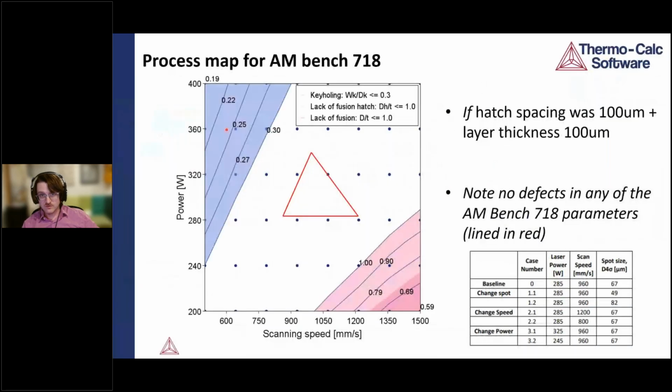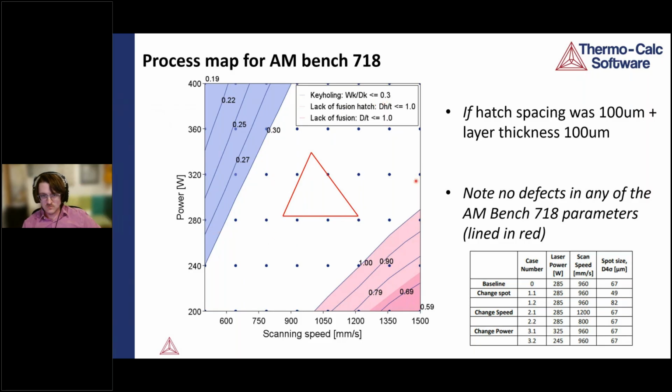And so we did that for the 718. Actually, keyholing is in most of these 718 builds, but they still don't have porosity. So they didn't have keyhole porosity. The keyholing threshold here I've set to 0.3, which is like if the depth of the keyhole is more than three times bigger than the width, then you might expect keyhole porosity.